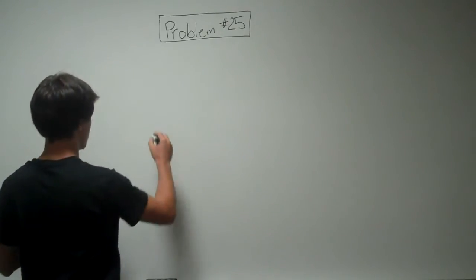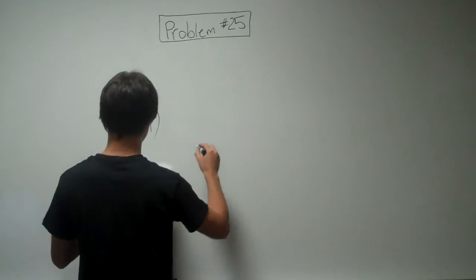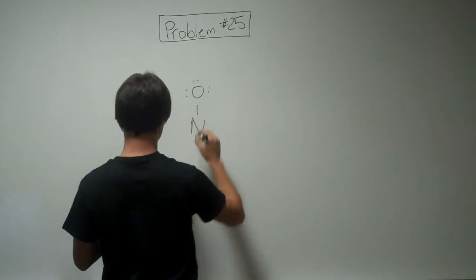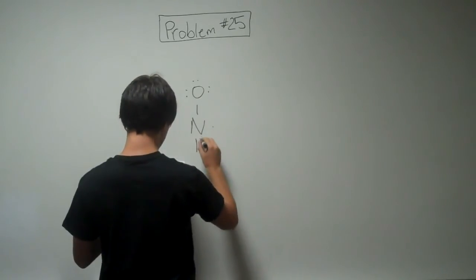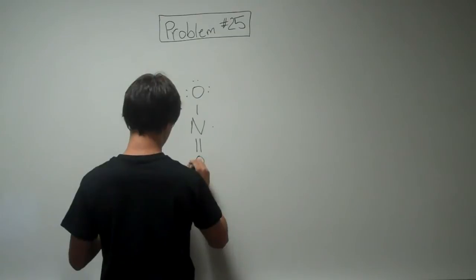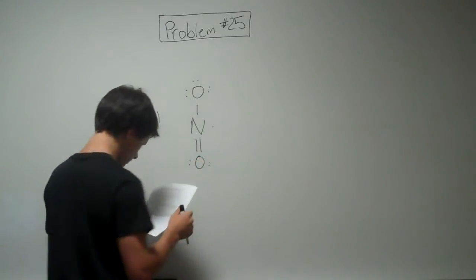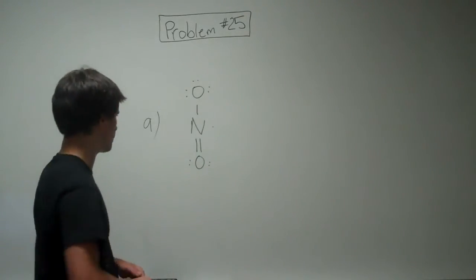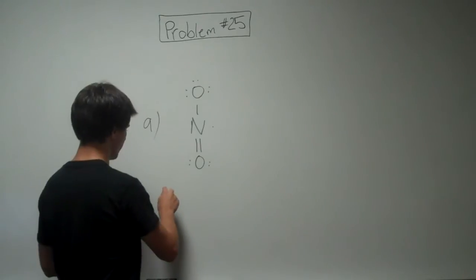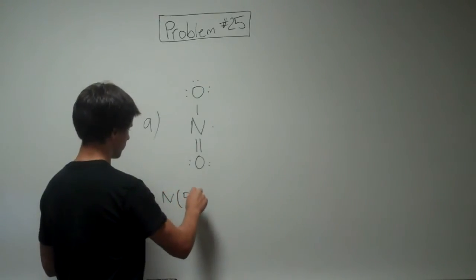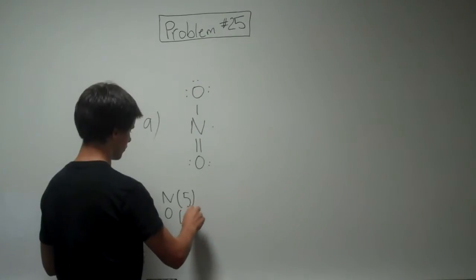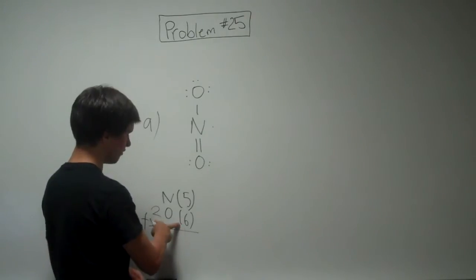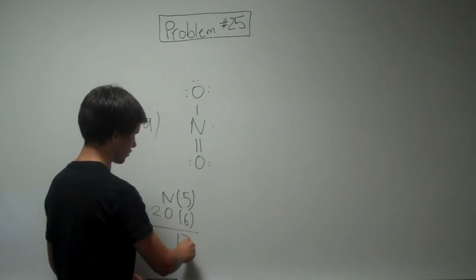A is NO2. And they have it drawn like this. So how many electrons is NO2 supposed to have? Well, we have a nitrogen, which has 5 electrons, and an oxygen, which has 6. Oh, we have 2 oxygens. So that's basically 12 plus 5 is 17 electrons.